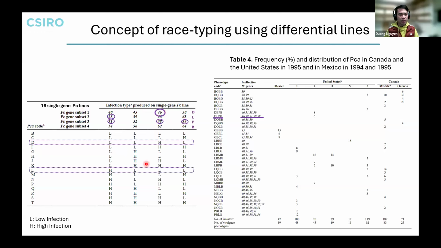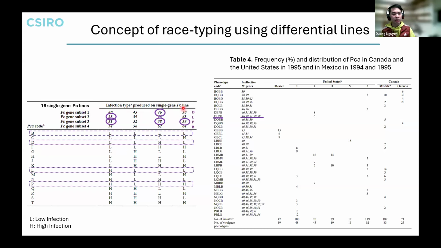And for the letter L, it was assigned based on the virulence profile of Pc gene subset 2, in which only Pc38 was ineffective. And so on, the letter P was assigned based on the virulence profile of Pc gene subset 3, in which three Pc genes, 51, 58, and 59, were ineffective. And the letter B was assigned based on the virulence profile of Pc gene subset 4, and none of the genes was ineffective. So that was the race typing process.